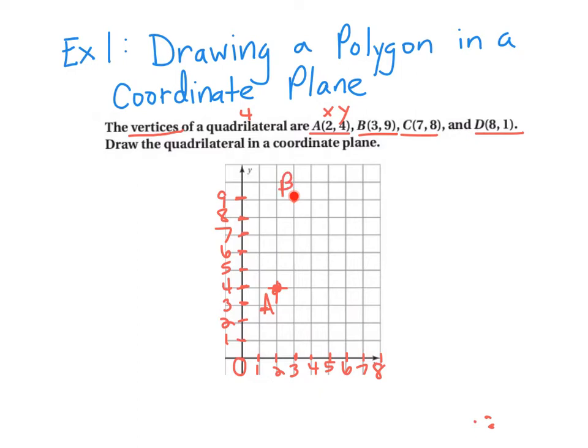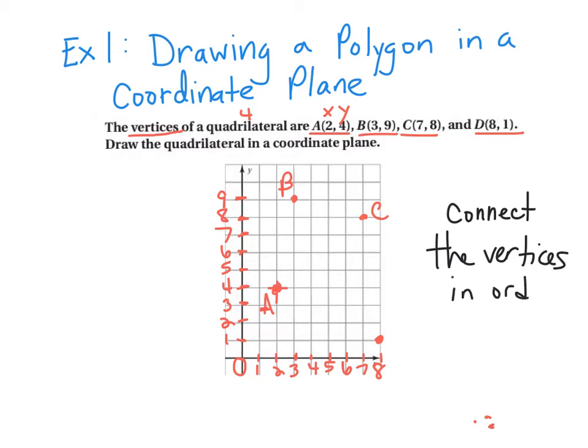And then the letter C says it's at 7 and 8. So we're going to find 7 down here and go up to 8 right there and put our mark. That's C. And then D says it's at 8 and 1. So we've got 8 here, 1 here, and put your mark right there. And then the key here is that you need to make sure you connect them in order. So connect the vertices in order.